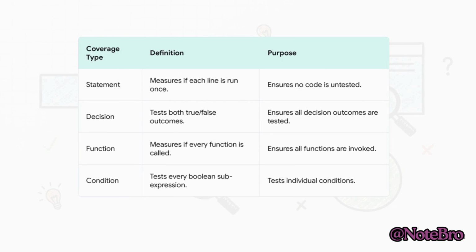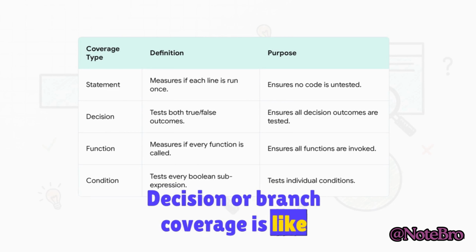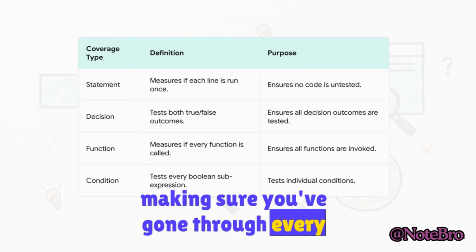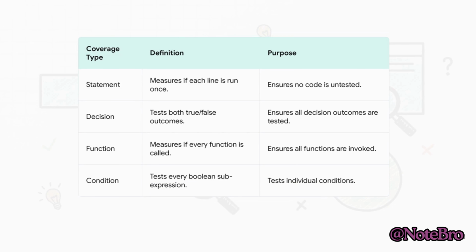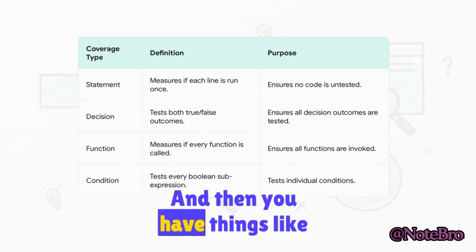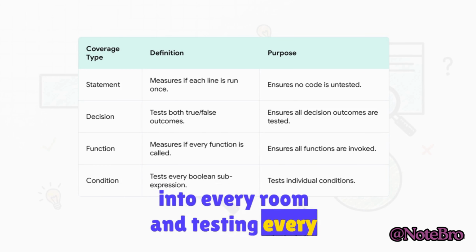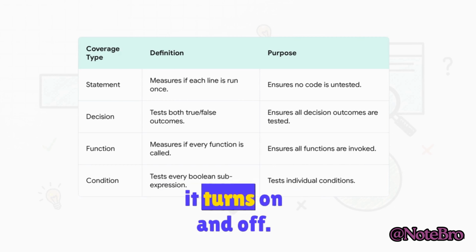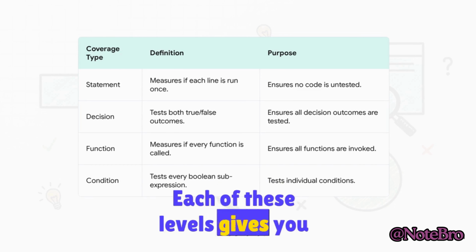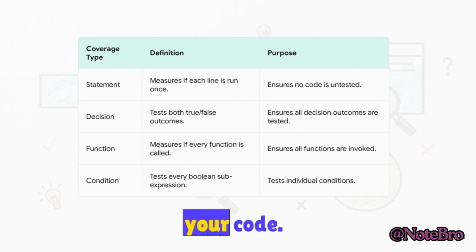That's good. But there are other tougher kinds of coverage. Decision, or branch coverage, is like making sure you've gone through every single doorway in both directions. Even better. And then you have things like condition coverage, which is like going into every room and testing every single light switch to make sure it turns on and off. Each of these levels gives you a deeper, more rigorous understanding of your code.